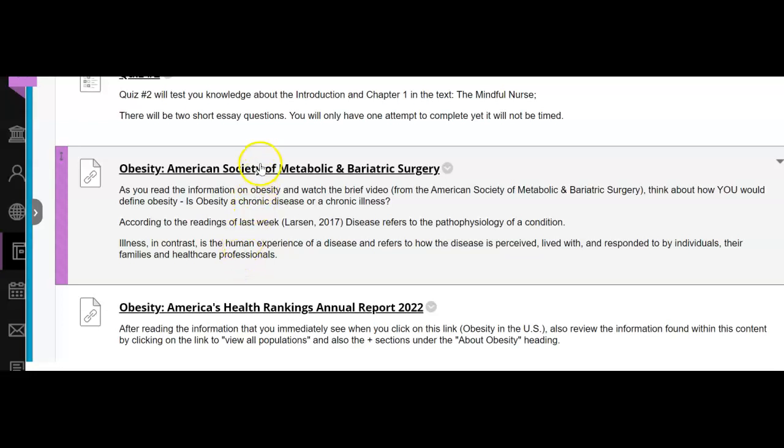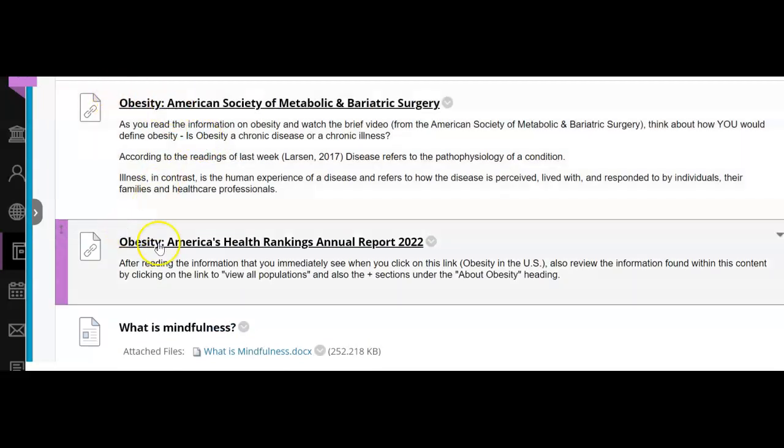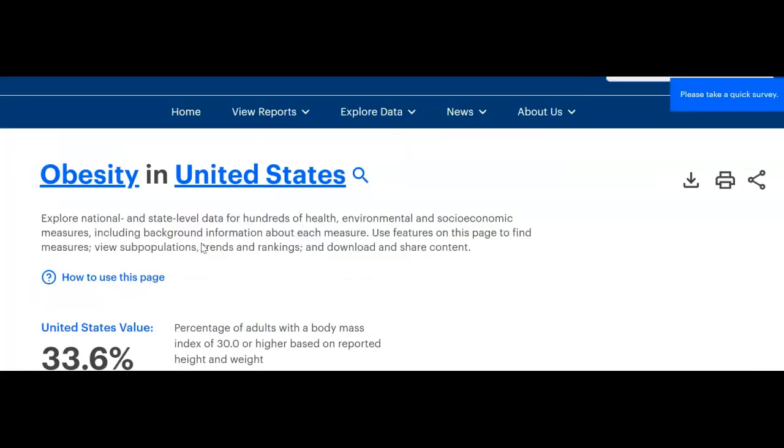So it's pretty clear what to read on the site. But definitely do the brief video and then look through the information. The next web link, just by clicking on, and you just click on right here, the next web link is the 2022 report, most recent report of America's Health Rankings. So if you click on the section that I have available to you, it'll take you to obesity in the United States. Please look through this as well. Let's open it up so we can see.